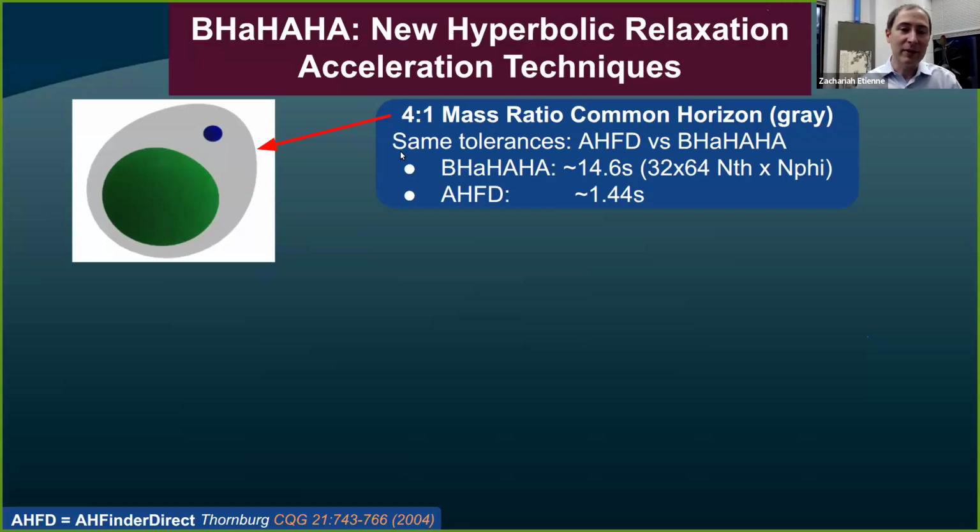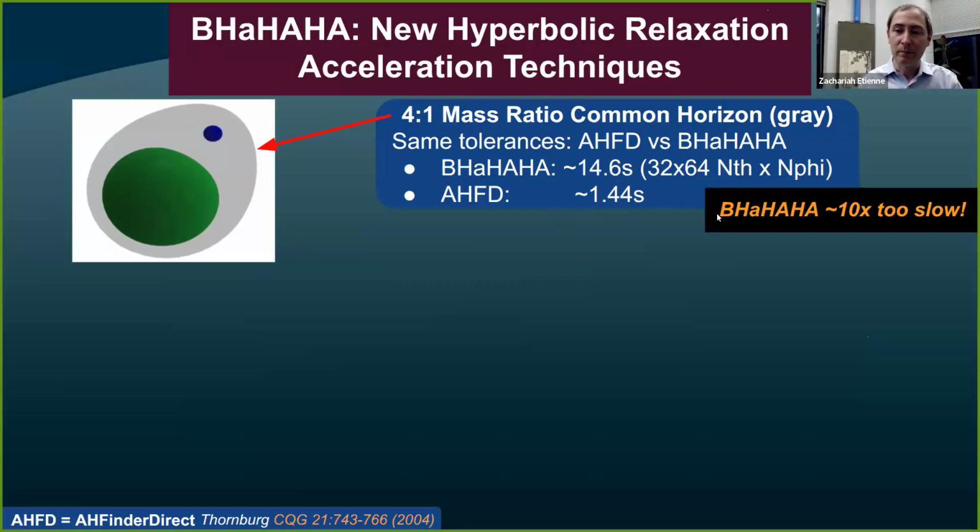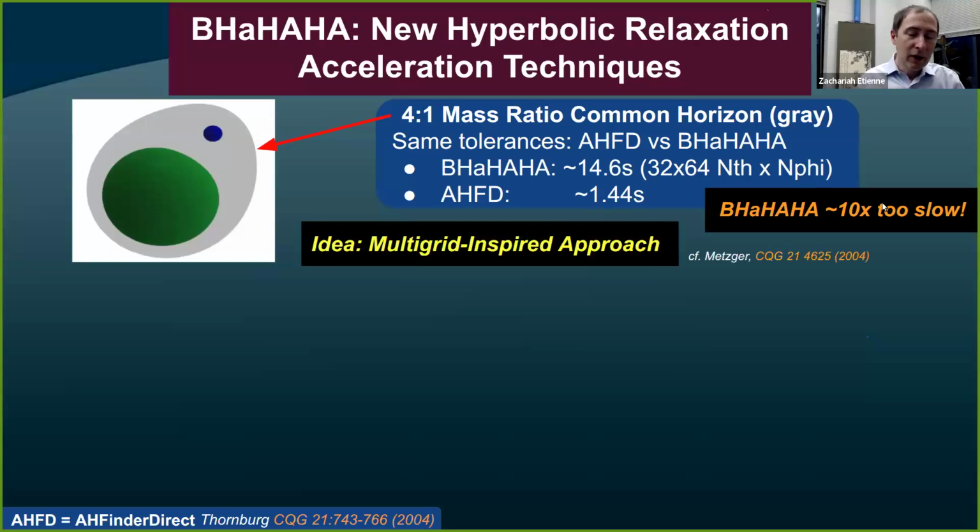If I set the same tolerances between HorizonFinderDirect and BHaH, you notice BHaH is about a factor of 10 too slow. And it's really annoying. You don't want your numerical relativity simulation to pause for 14 seconds just to find a few horizons, whereas with HorizonFinderDirect, you only had to wait about 1.5 seconds. So BHaH is about a factor of 10 too slow, bottom line.